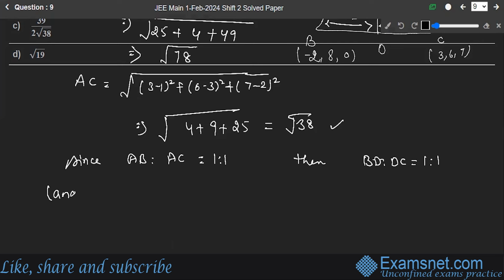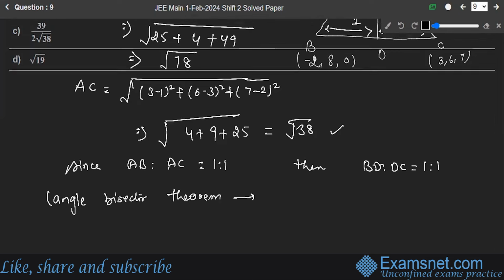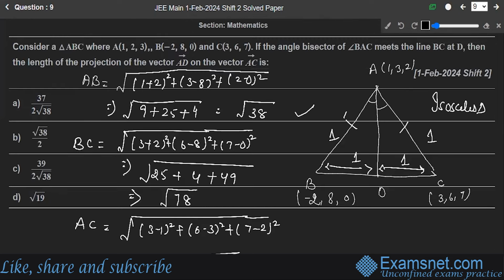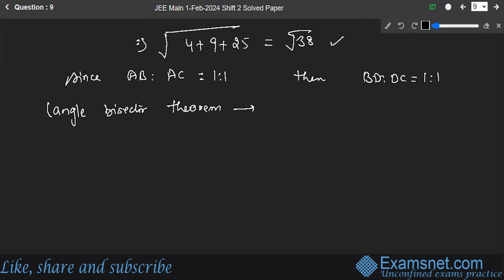I'm using the angle bisector theorem, which you have probably done in your 10th class. The angle bisector theorem states that when AD, the bisector of an angle, bisects the opposite side, it divides it in the same proportion as the other two sides. So BD to DC has the same ratio as AB to AC. Okay, this is your angle bisector theorem. That means D divides BC in 1:1 ratio.